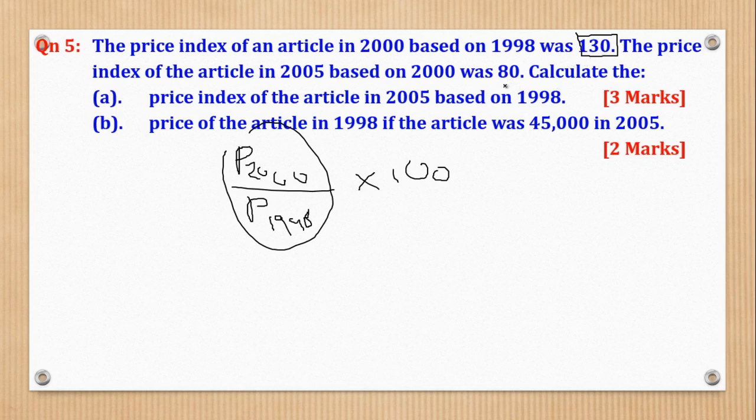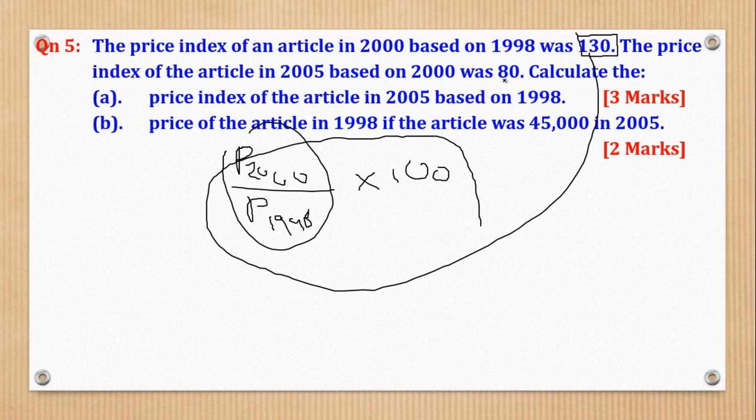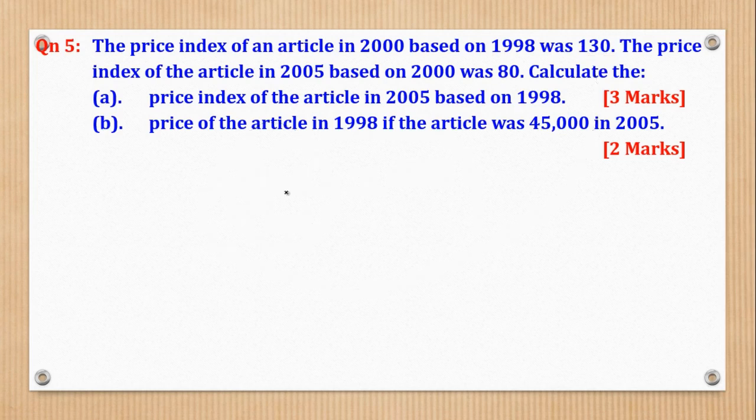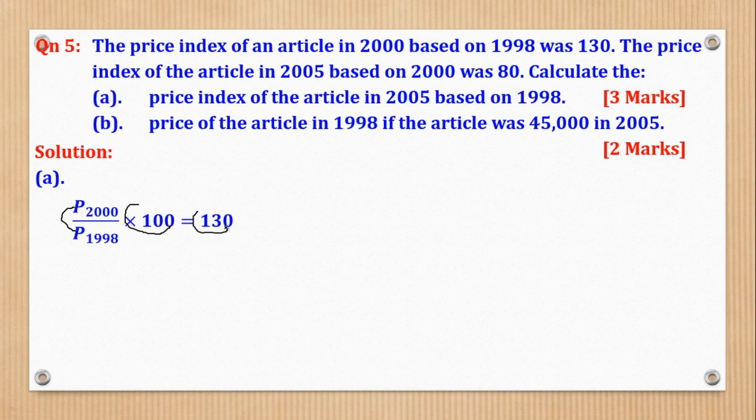But now it is 130, and this is 80, meaning to get this 130, they had already multiplied by 100. And also to get this 80, they had already multiplied by 100. So most students forgot to multiply by 100 and lost marks, got a very big value. So you should remember that this 130 is equal to P2000 over P1998 multiplied by 100. That's when you can get the 130. Then from there you can make P1998 the subject, to give you P2000 over 1.3.